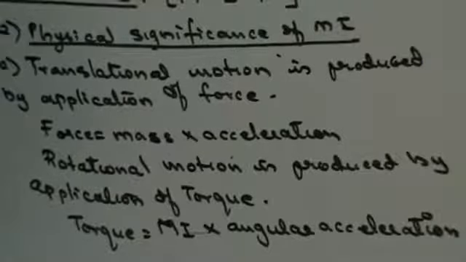So I can say that the moment of inertia of a body in rotational motion is the same as the mass of a body in translational motion. So that is the relationship between moment of inertia and mass.